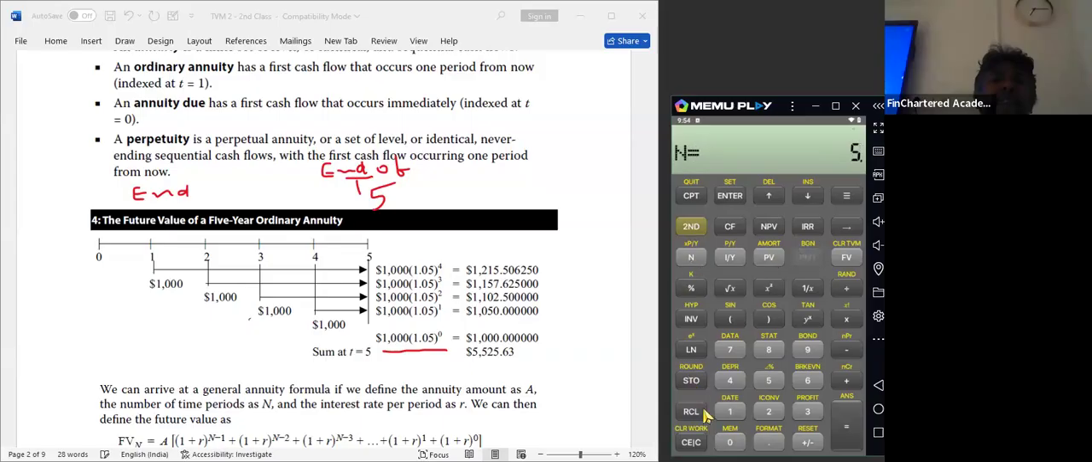So that's done. And PV is 0, nothing there in the PV. And here it seems like we are getting a return of 5%. So I'll give 5 as the returns, I/Y as 5. Now when I compute my FV, I should be getting this answer, 5525.63. Please do it by yourself and confirm if you are able to get this.